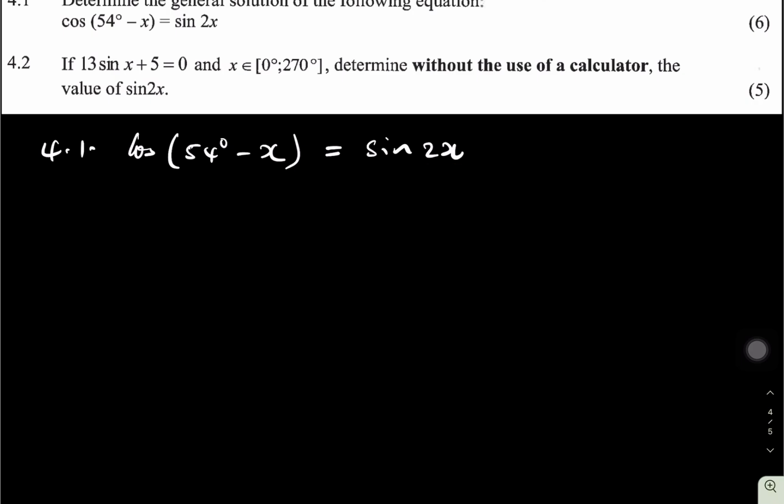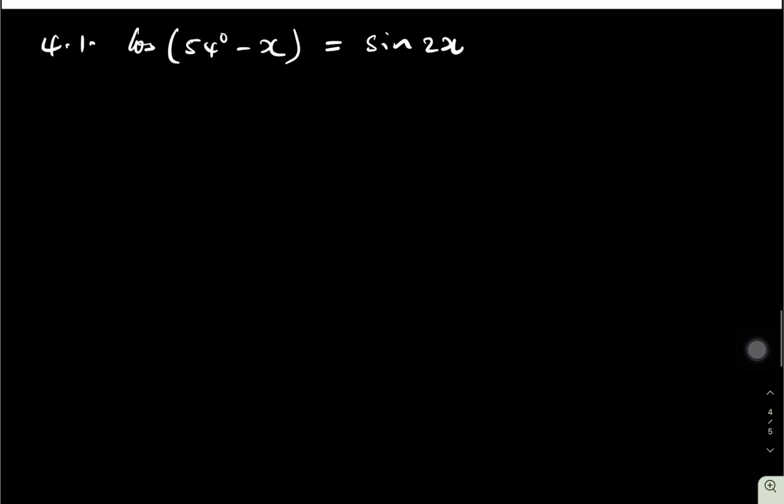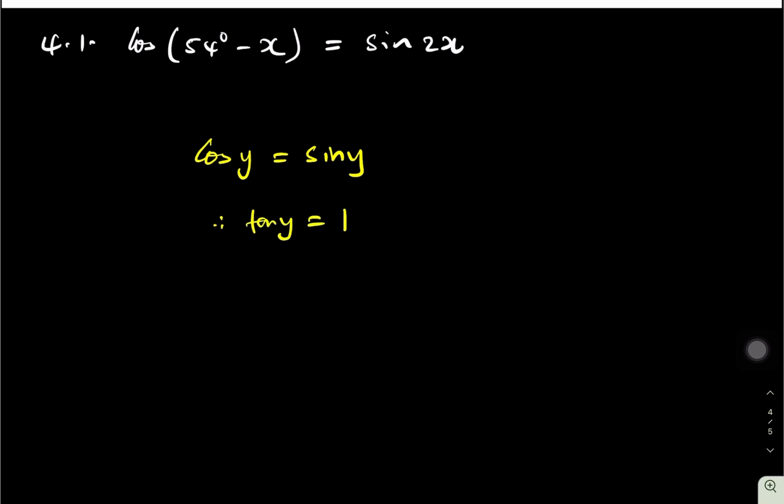Now, these angles are different. By that, I mean if you had cos of y equaling sine of y, these angles are the same. Therefore, you could divide both sides by cos y, and you will have tan of y equaling 1. This is easy, and you guys know it. But here, the angles are different.